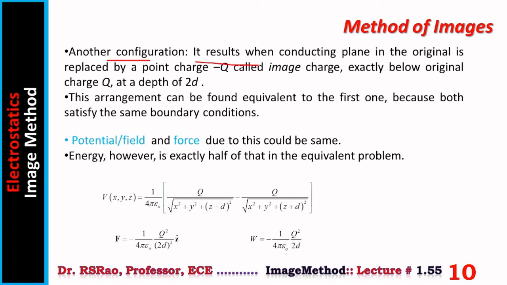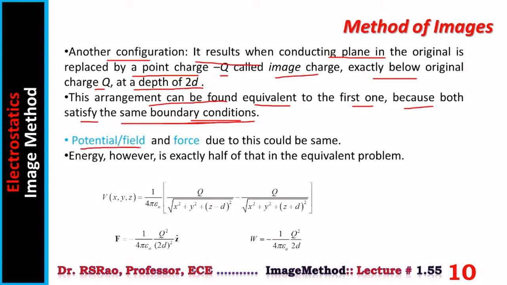Another configuration results when the conducting plane in the original is replaced by a point charge minus q, called the image charge, exactly below the original charge q at a depth of d, that is, a separation of 2d. This arrangement can be found equivalent to the first one because both satisfy the same boundary conditions. One can compute potential at any point over the XY plane, and it is found to be 0. One can also calculate potential at a faraway point, and there also one finds potential 0. So the configuration given in B is equivalent to the original one. Potential, field and force due to this are the same.